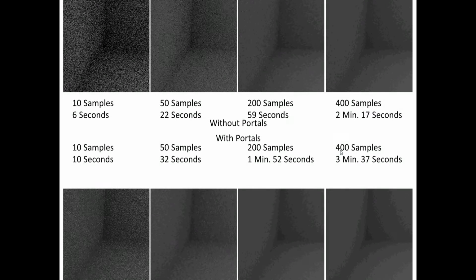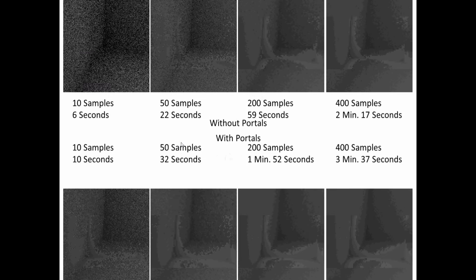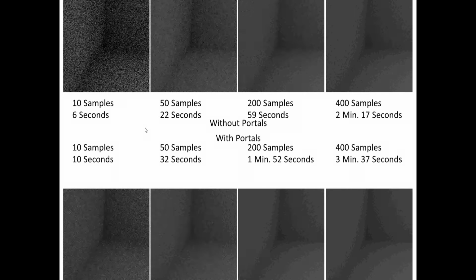So this is the same thing, but I just cropped to this little piece on all of them, so they're all exactly the same. And you can see this one's way bad. Of course, it's only 10 samples, but 10 samples with the portals is still bad, but it's not near as bad as this. And it was only 4 seconds more. This one, the 10 samples and the 50 samples are about comparable, but it's about half the time. And same with the 50 samples and 200 samples.